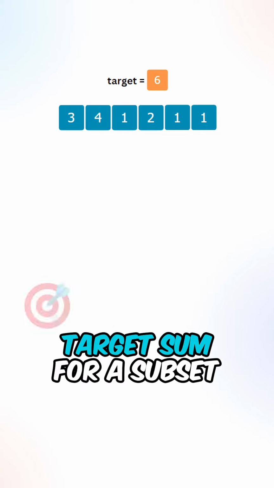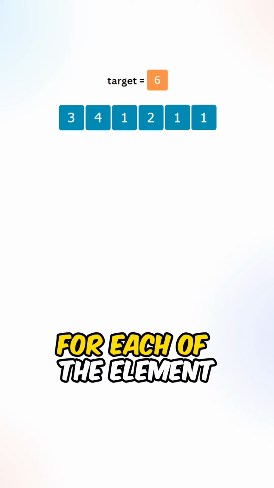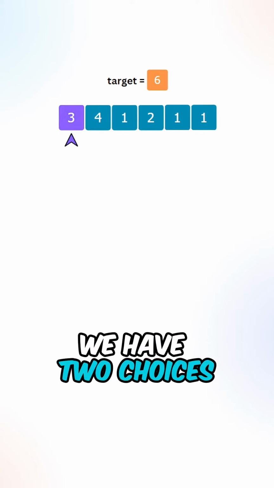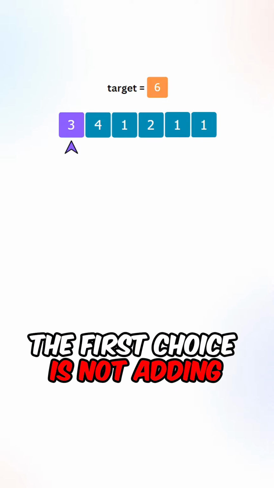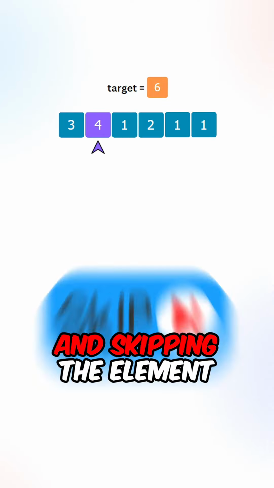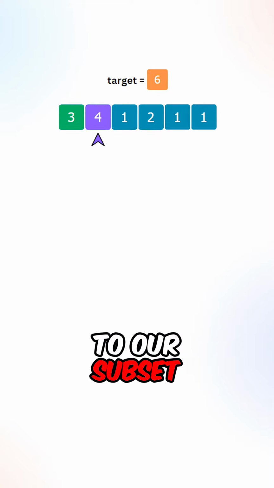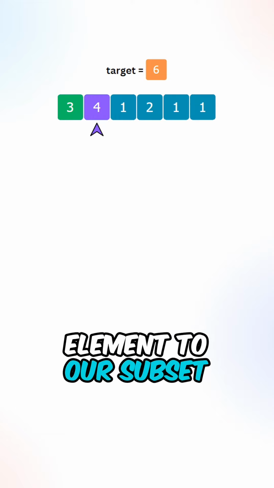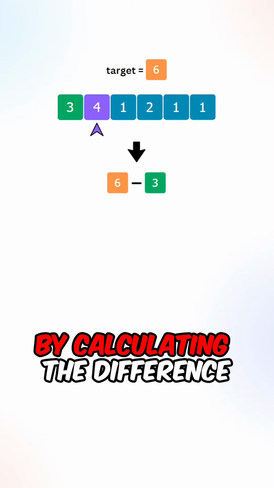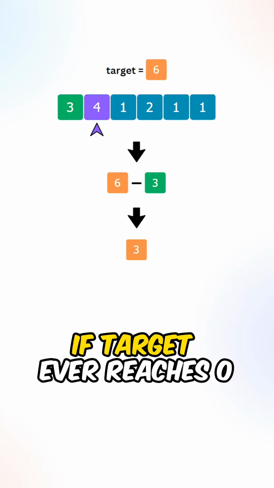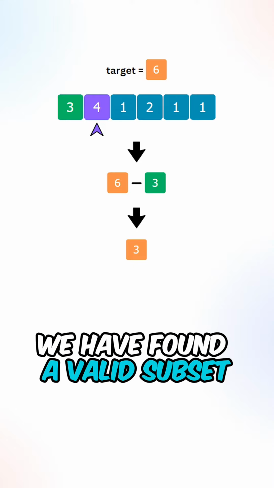Now after finding the target sum for a subset, for each of the elements inside the array, we have two choices. The first choice is not adding the element to our subset and skipping the element. And the second choice is adding the element to our subset. We will check both choices. Now after adding the element to our subset, we will need to update the target by calculating the difference. If target ever reaches 0, we have found a valid subset.